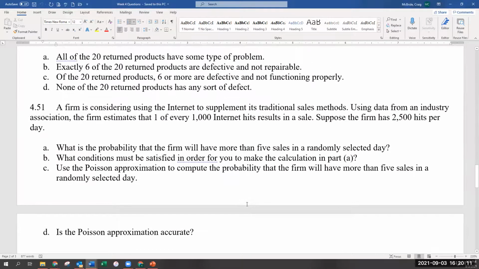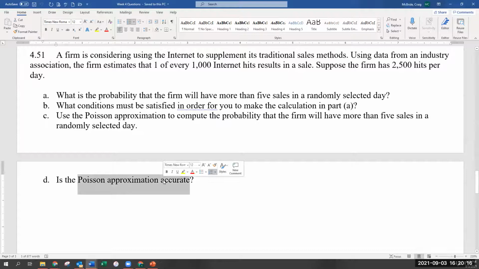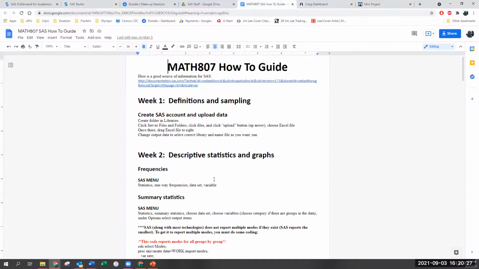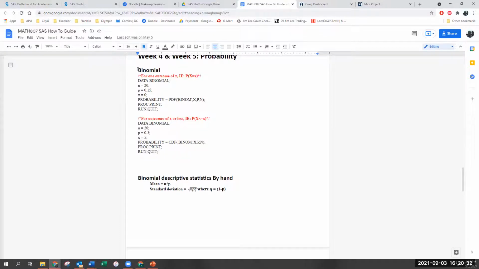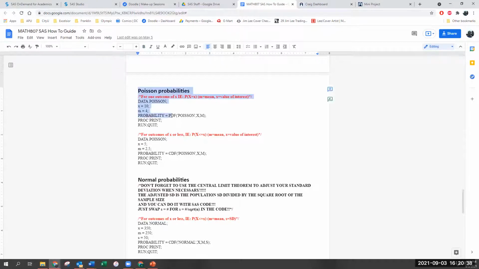And other than that, the only other thing that's the least bit tricky with next week is the Poisson approximation. But I talk about this in my videos, and there is code that we have here in the how-to, right? If you go down to week 4, you have code for running binomials, and then you've got code for running Poisson distributions. So it's pretty easy to just throw it into SAS and get your answers that way. All right, so that's week 4.